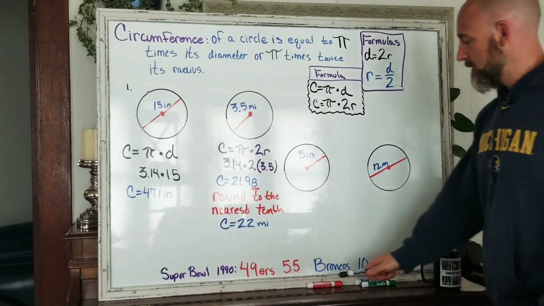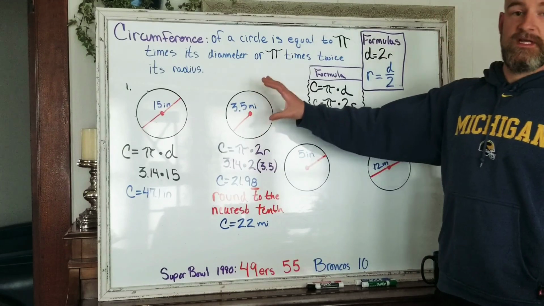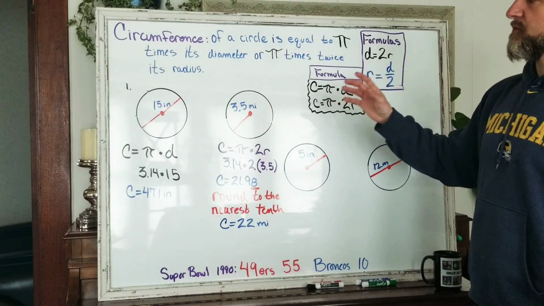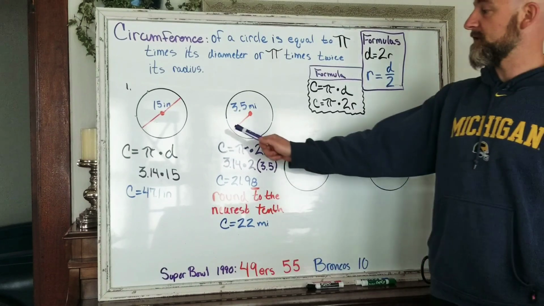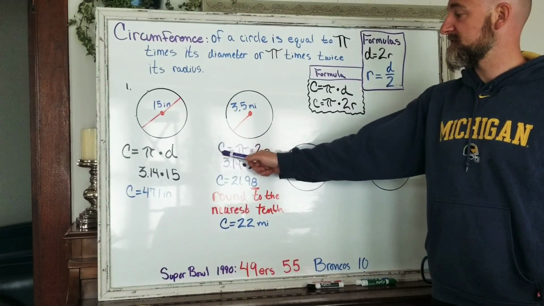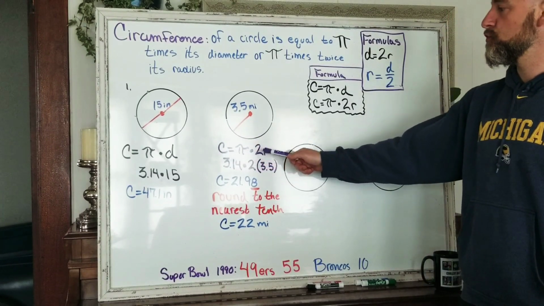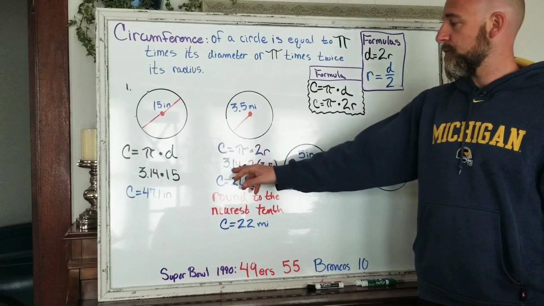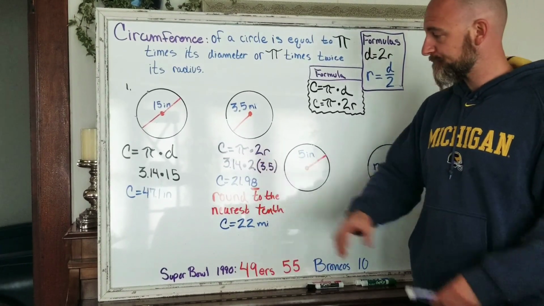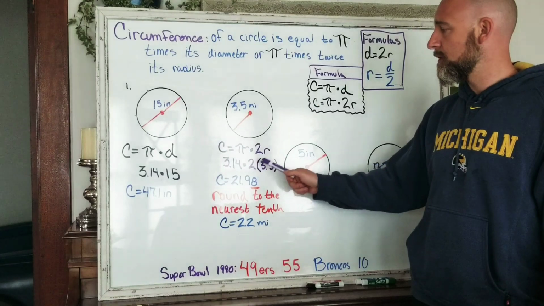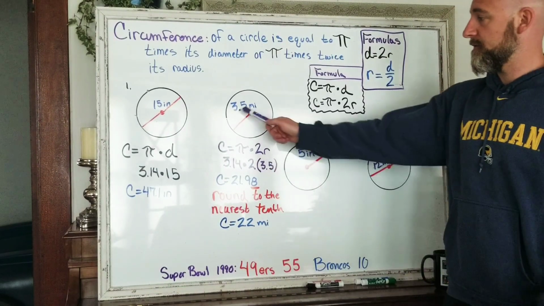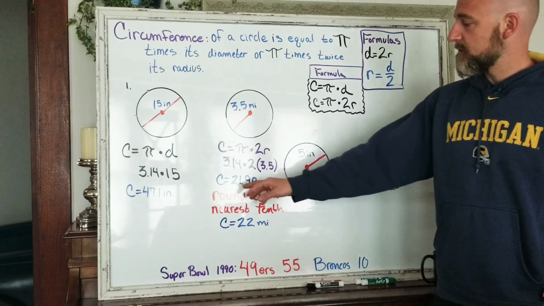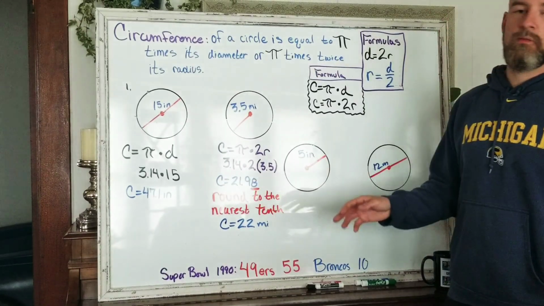Number 2, we're looking and we see right away that this circle only gives you the radius. So we need to find the diameter of this. So we take our formula of C equals pi times 2r. So 3.14 for pi times 2, and in parentheses we have 3.5, our 3.5 here. So that will give us C equals 21.98.